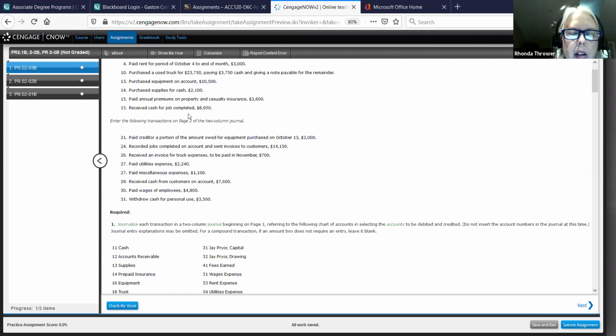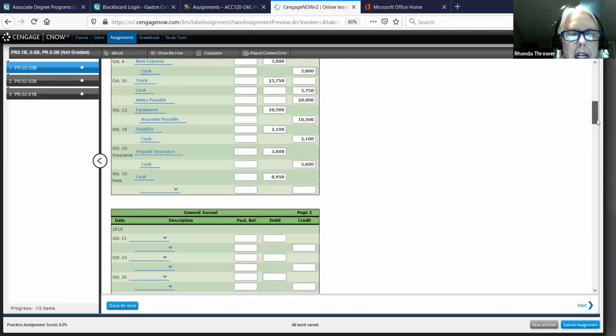A job completed is revenue. Revenue increases on the credit side. Anytime we work, our revenue is going up. So we completed a job, it makes our revenue account go up. We need to know what the revenue account is, because sometimes it can have different names associated with it. But the best one out of this list is fees earned. Fees earned is our revenue account. Revenue is increasing. To increase revenue, we credit it.